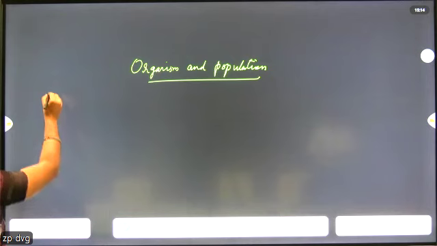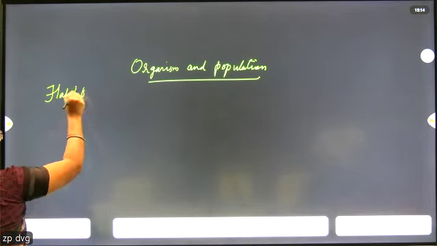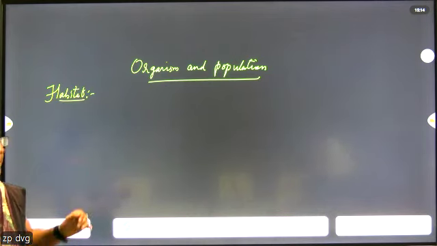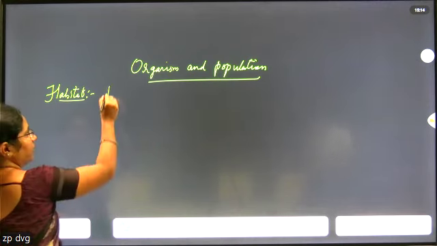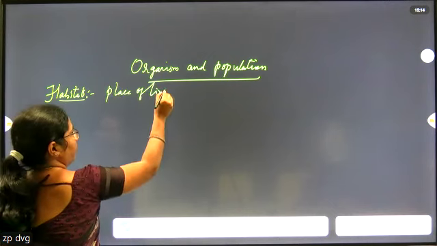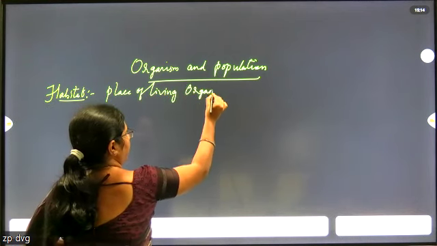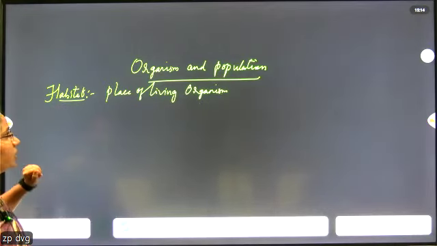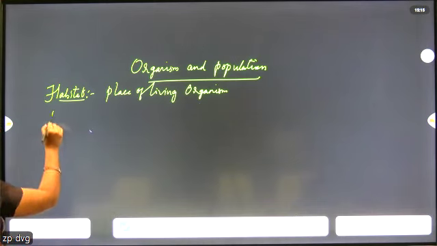So in that, first thing is habitat. Everyone knows well about habitat. Habitat is nothing but the place of living organisms. It is a place of living organisms, called habitat. So this organism and population comes under the ecology concept.